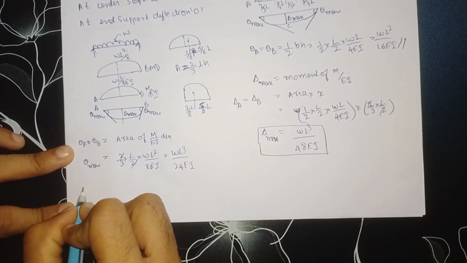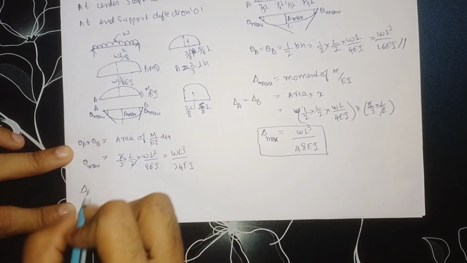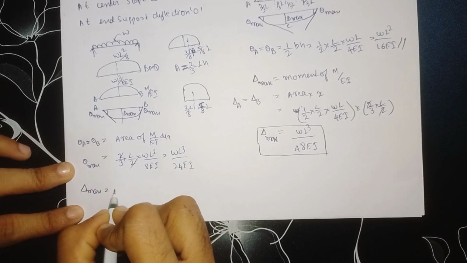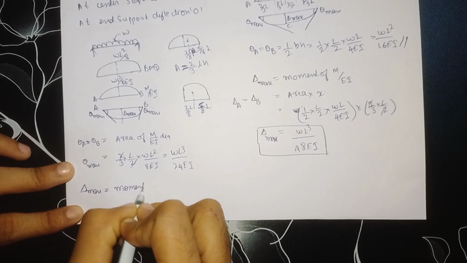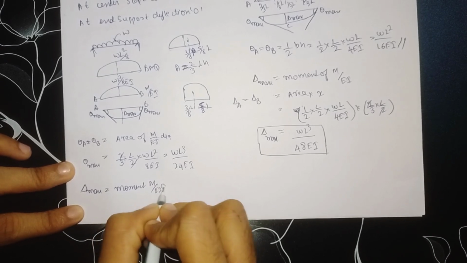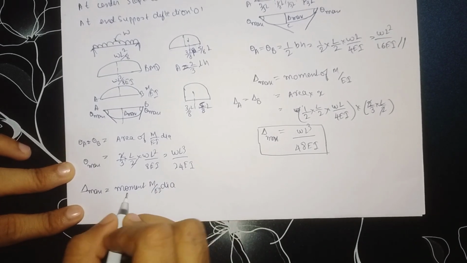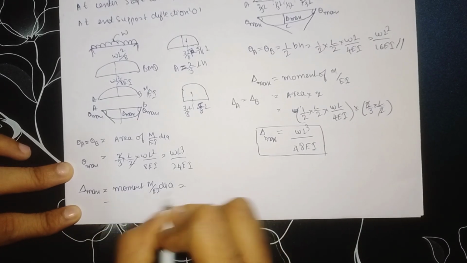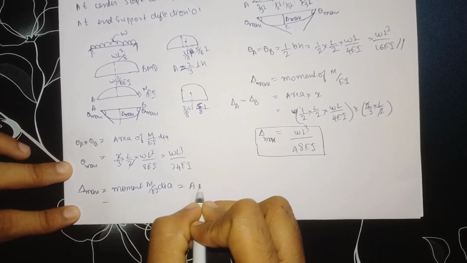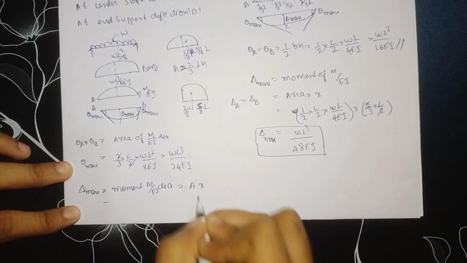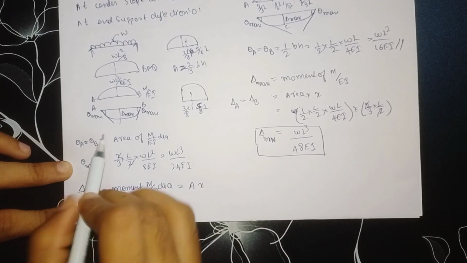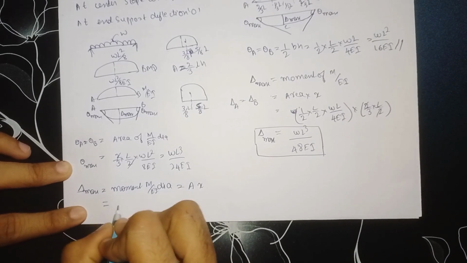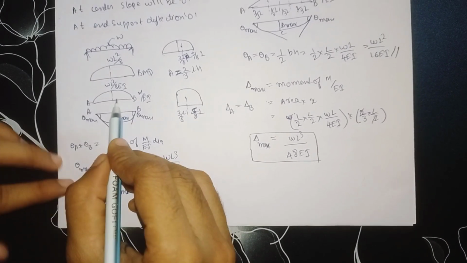Similarly, to find the maximum deflection, we need the moment of the M divided by EI diagram. For that we have the formula: our moment is area into distance of CG. You can take either this one or this one or this one, whatever. Now I will take this one.